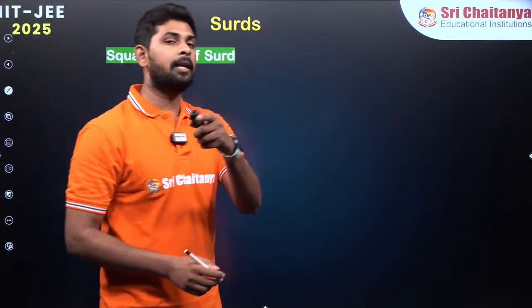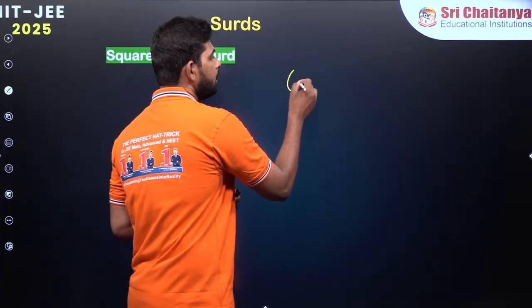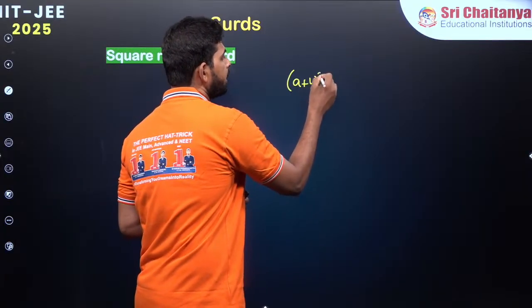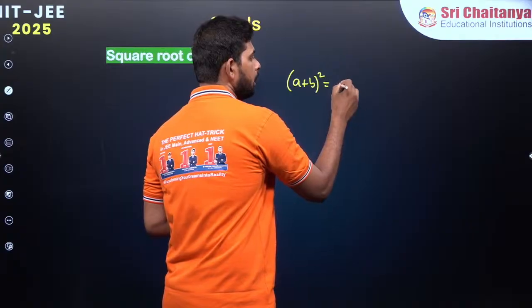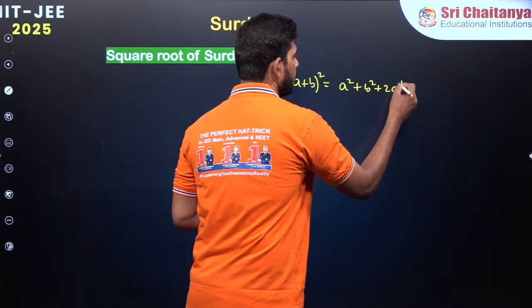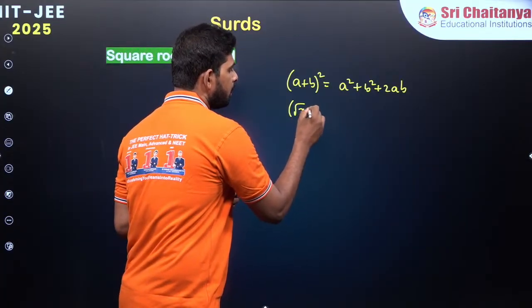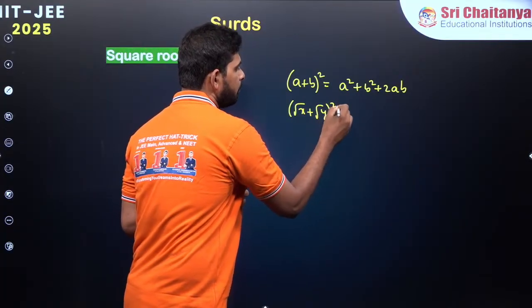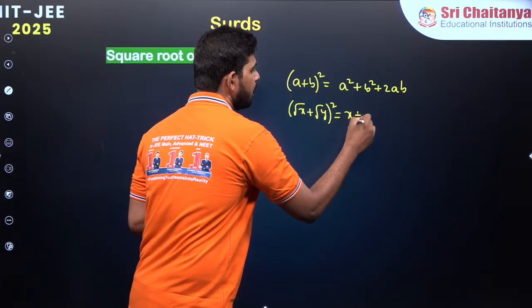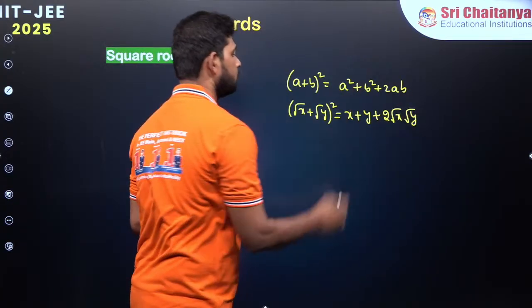We know already, yesterday I gave the identity of a plus b whole square. What is that? a plus b whole square can be taken as a square plus b square plus 2ab. Okay, now what if I write this one over here, root x plus root y whole square, which can be written as x plus y plus 2 into root x into root y.